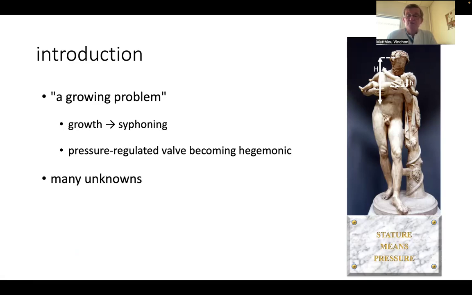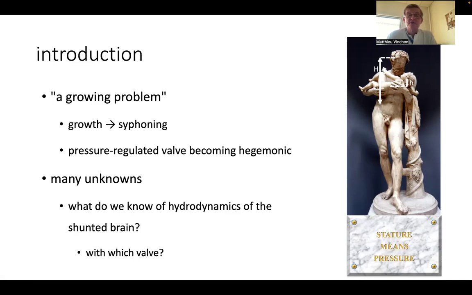So there are many unknowns in the pathophysiology of the overdrainage, and we need to understand it in order to cure it. So what do we know about the hydrodynamics of the shunted brain, and how does it present according to the different types of valves?